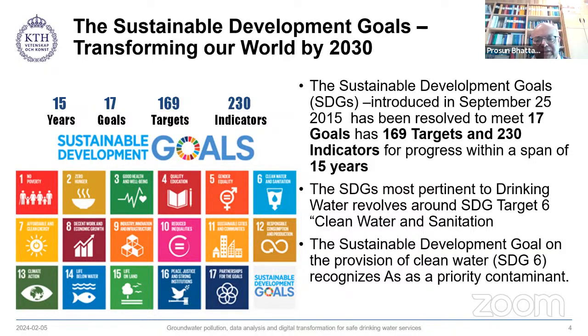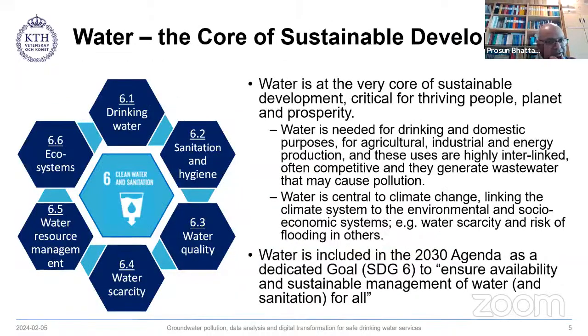Within this, we talk about the water block, which is clean water and sanitation. Water actually cuts across all the different sustainable development goals and has been a priority agenda. It is also important to note that SDG 6 has recognized arsenic as one of the priority contaminants. Water is at the core of sustainable development, so we need to understand the different aspects.